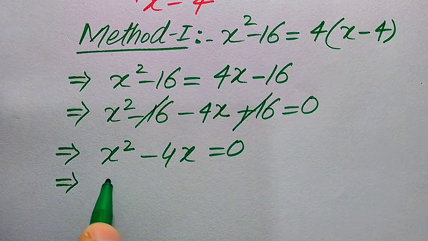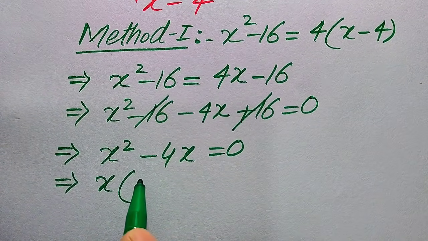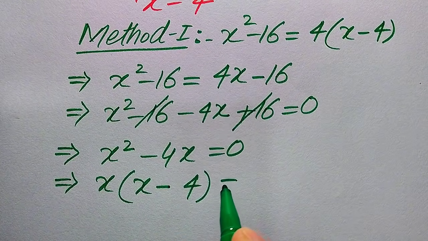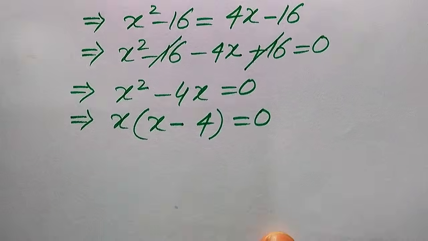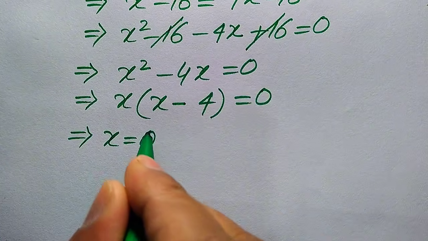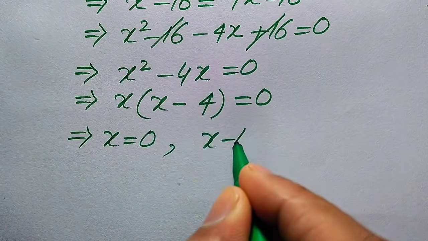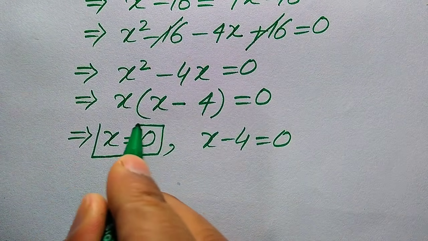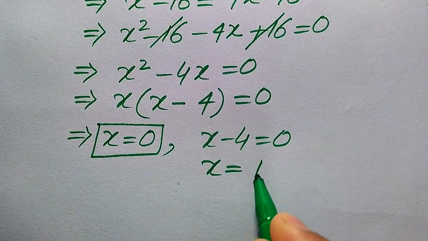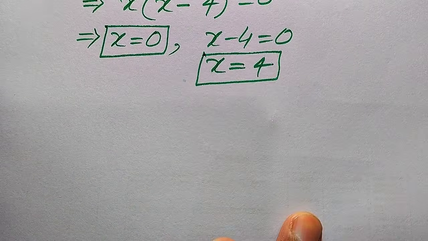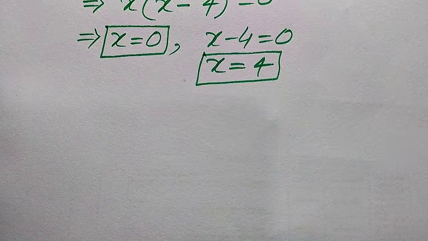Now we take x common, and we get x(x − 4) = 0. In the next step, we divide this equation into two cases. The first case is x = 0, and the second case is x − 4 = 0, from which we get x = 4. So from the first method we obtain these two roots of the given equation.